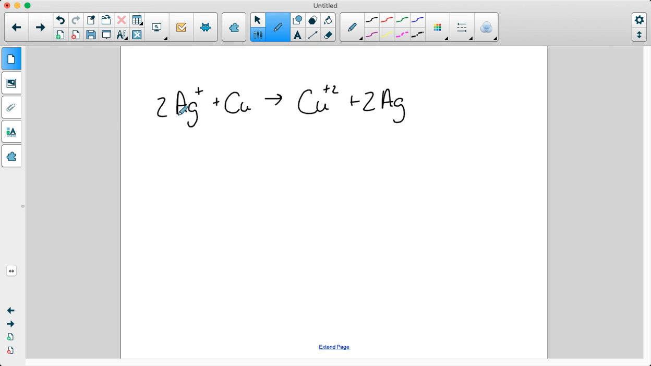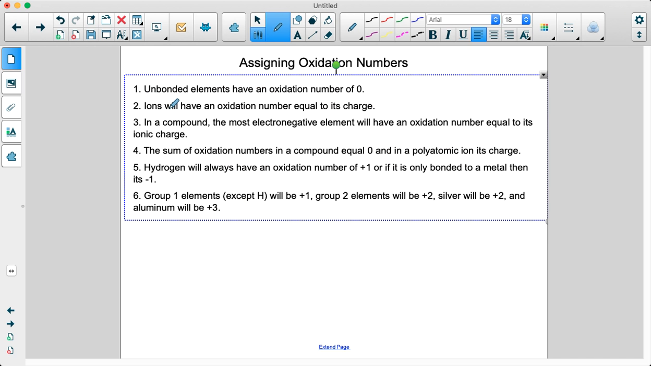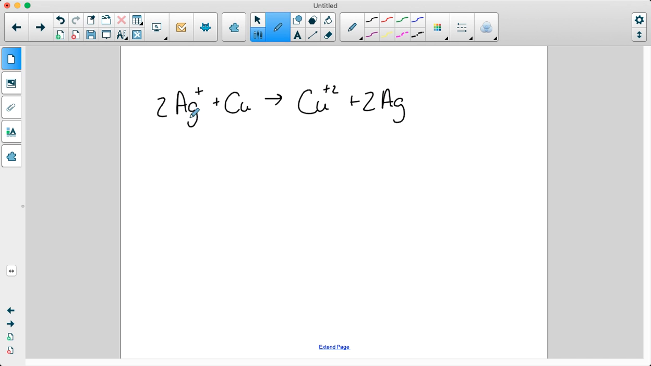This right here has a charge, so that's considered an ion. So if we go back, ions have an oxidation number equal to its charge. So +1 means it's +1. Copper's unbonded, 0. Copper here now has a charge, so it's an ion. Its oxidation number is +2, equal to its charge. And silver here is unbonded, so that's 0.